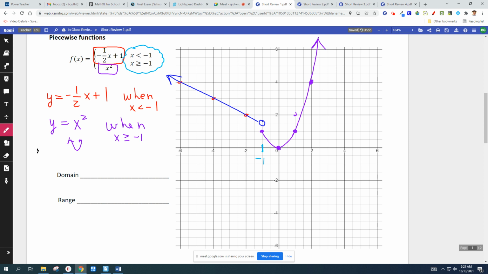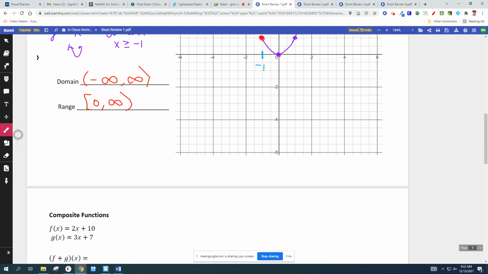But there it is. Now your domain, if you look at the x values that are covered, this looks like all real numbers to me. Everything's going to be covered. Even this open circle right here gets filled in by this circle here. It's going to be all real numbers. The range, though, you look at the y numbers that are covered, it only covers from 0 and up. So from 0 to infinity. Tough stuff.